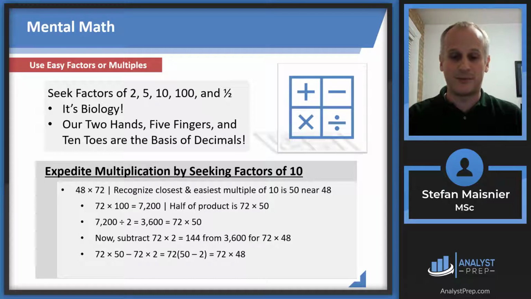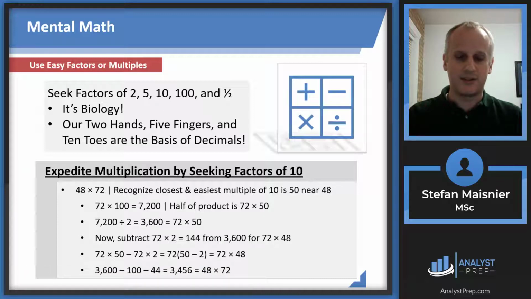We're left with 72 times 50 minus 2, and there's our 72 times 48, which is the same as 48 times 72, because as you know, order does not matter for multiplication. So then all we have to do is 3600 minus 100 to get down to 3500, then just subtract the 44, or you can subtract 40 and then 4 to reach 3456, which is the product of 48 times 72, hopefully done in fewer than 30 seconds if you're able to manipulate based on these factors of 10.